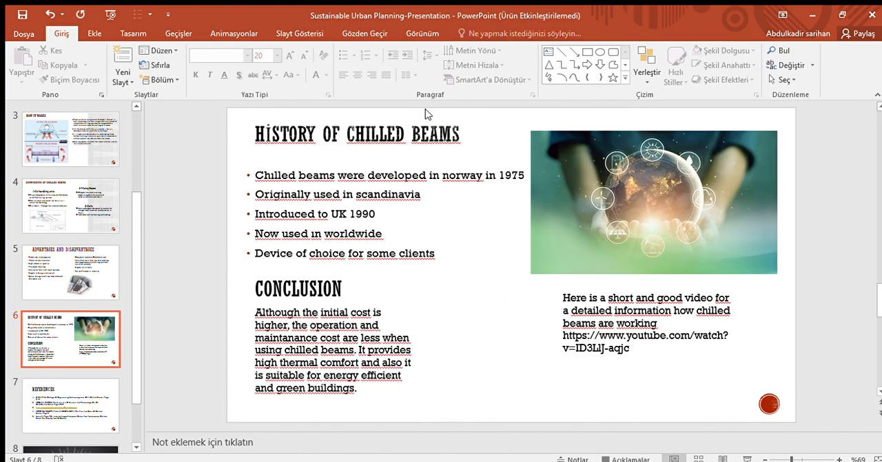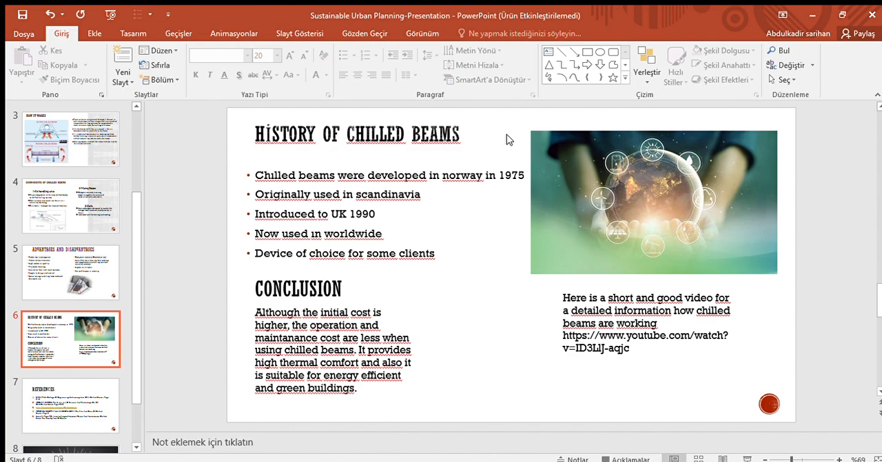And here is some additional information, a short history of chill beams. Yeah, they were developed in Norway in 1975, originally used in Scandinavia, introduced to the United Kingdom in the 1990s, now used worldwide, and are a device of choice for some clients. Yeah, that's right. And lastly, let's come to the conclusion.